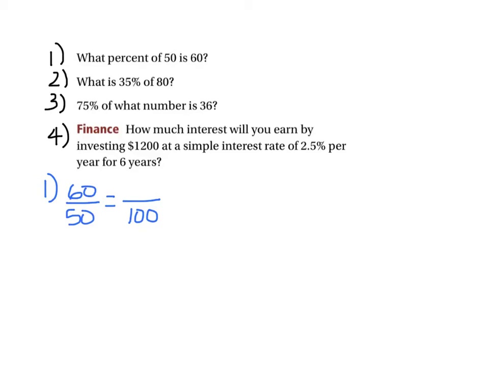Now that is a little counterintuitive because you're thinking, how can that be? 60 is bigger than 50. Well, look carefully at the question. What percent of 50 is that 60? It's going to be more than 100% because your 60 is bigger than 50. Your percentage is bigger than the whole thing or the base. All right, cross multiply and solve.